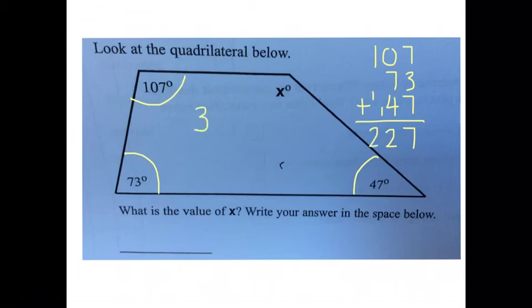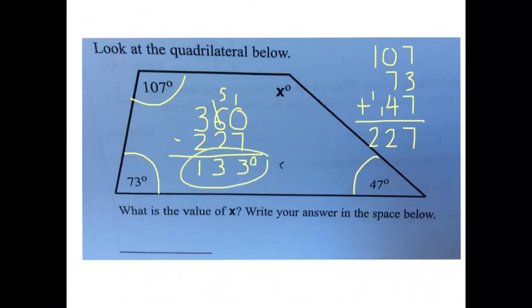And the final step, 360, which is the total of degrees inside a quadrilateral. Take away the 3 that you're given. 0 take away 7 we cannot do. 10 take away 7 is 3. 5 take away 2 is 3. And 3 take away 2 is 1. So my answer for X is 133 degrees.